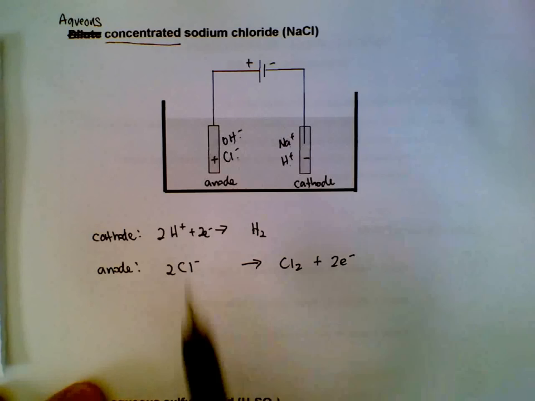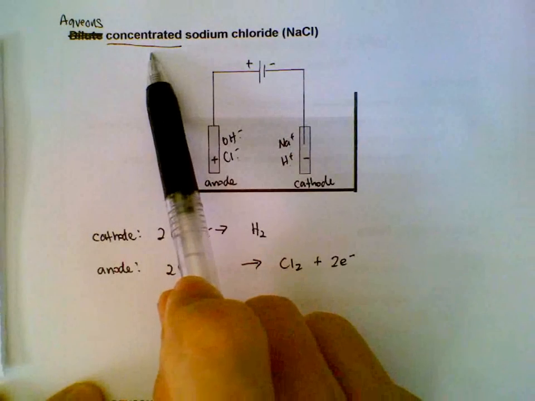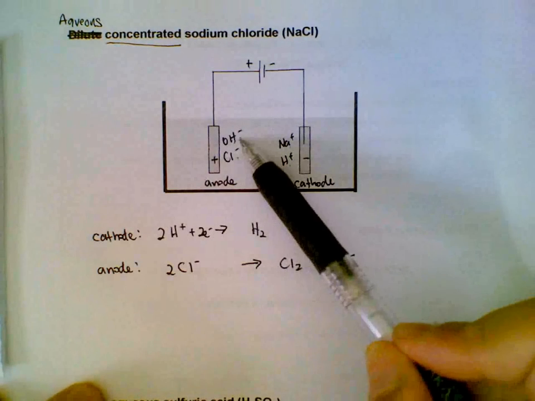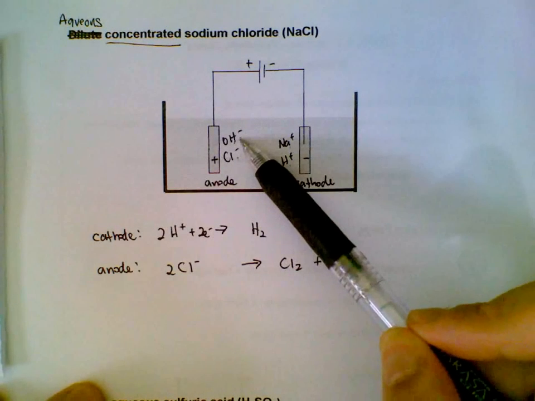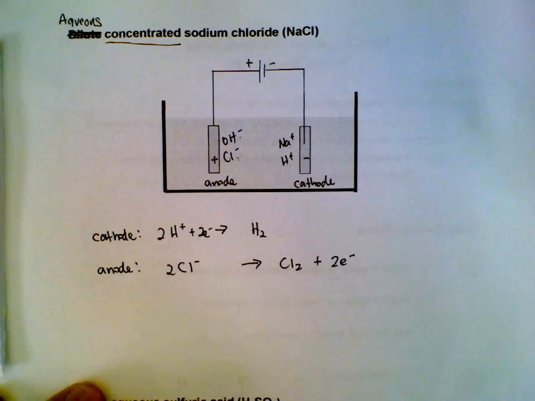So that's the difference between aqueous dilute and aqueous concentrated. It happens at the anode. For dilute case, we will get hydroxides discharged as oxygen. For concentrated case, we will get chlorides discharged as chlorine gas.